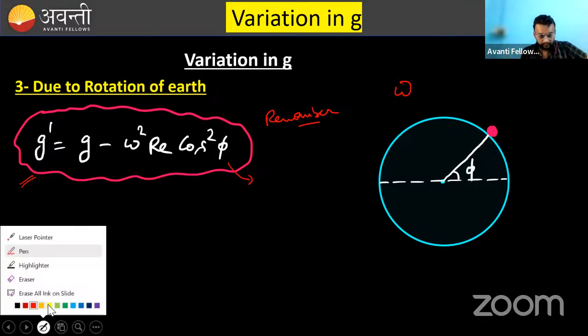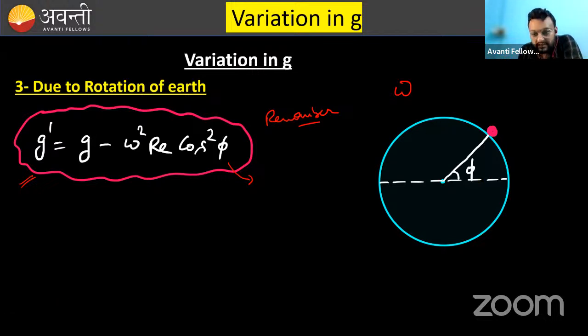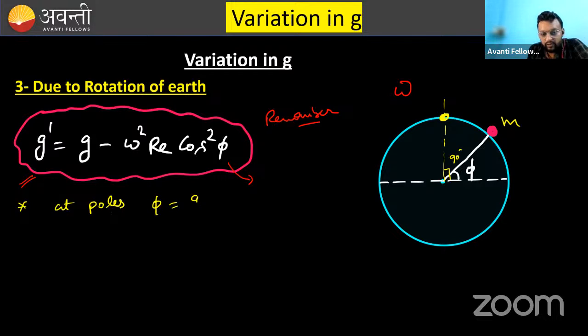Now, one thing again, if you see this angle phi, let's suppose the body is here, and this phi is taken from the equator. Now, listen to me. If I talk about the poles, if the body is at the poles, then this phi will become 90. Can you see that? If phi is 90, then cos phi is 0, because cos 90 is 0, so g dash will be equal to g.